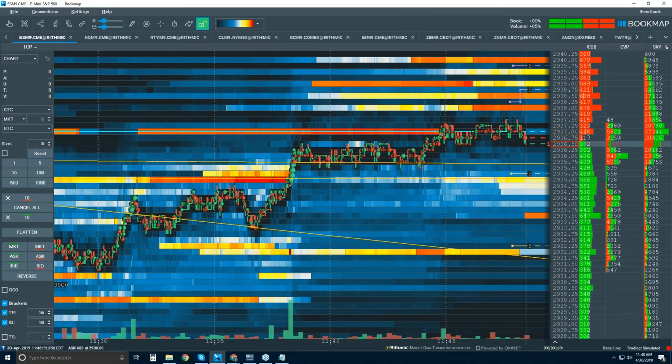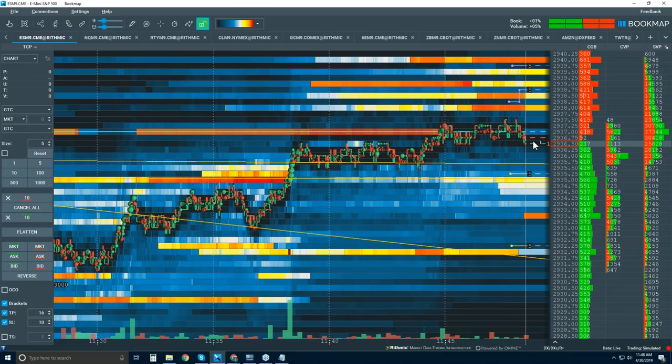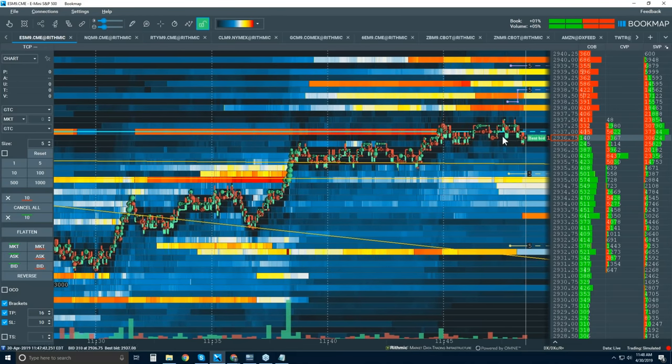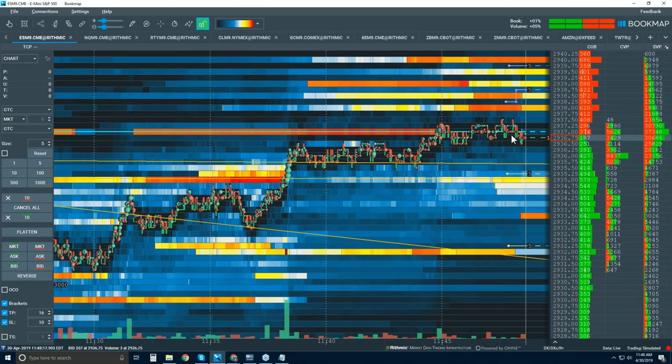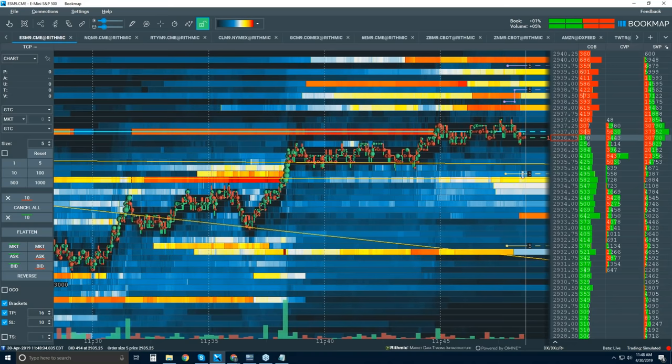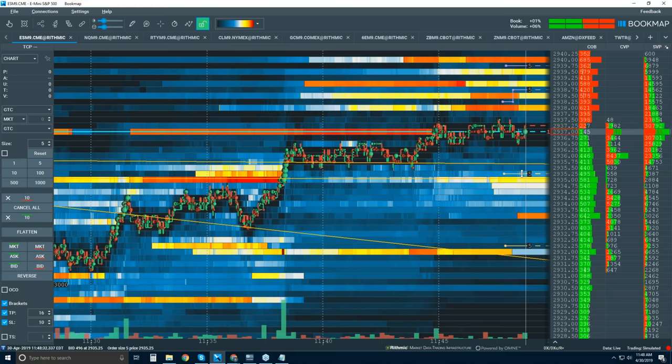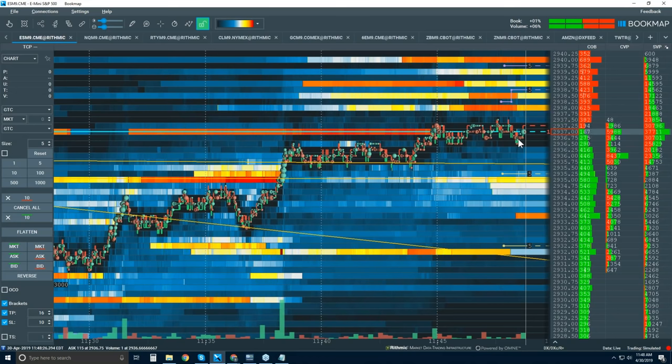Okay, so when you start to get filled in an area, you'll understand where you got filled. Okay, there'll be a triangle here, and I'll go through some trades in just a moment. And then you'll start to understand what were your actions. Did you move your stops? Did you move your targets? Why did you do so? How did you manage this?